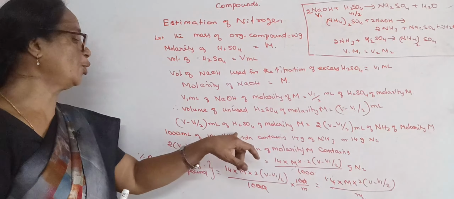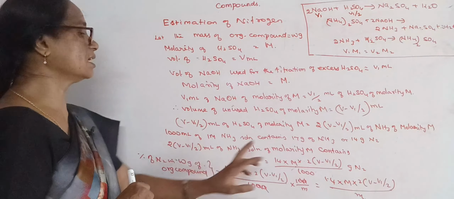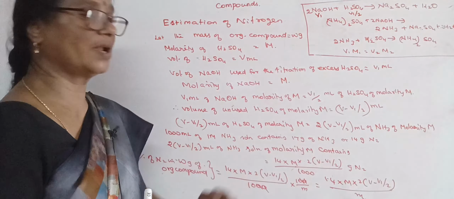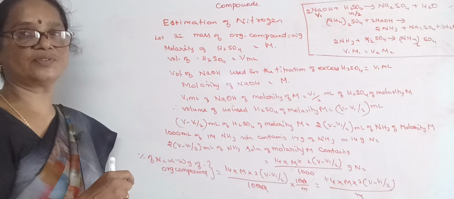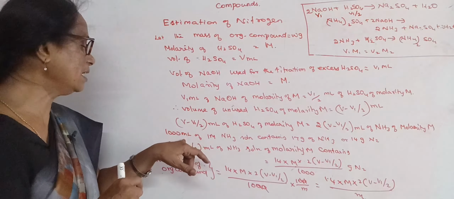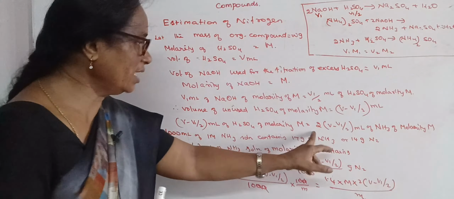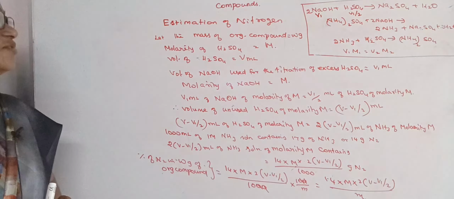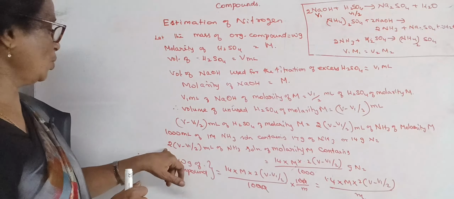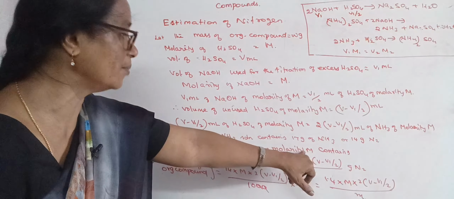1 liter of ammonia solution whose concentration is 1 molar contains 17 gram of ammonia, or you can say 14 gram of nitrogen. This is the standard solution of ammonia. So, 14 gram of nitrogen is present in 1 liter of 1 molar ammonia solution. Therefore, 2 into (V minus V1 by 2) ml of ammonia contains how much nitrogen? That is the question.